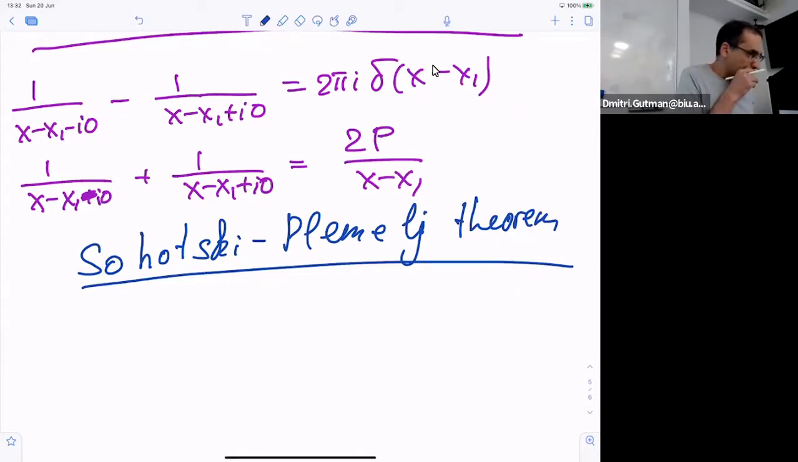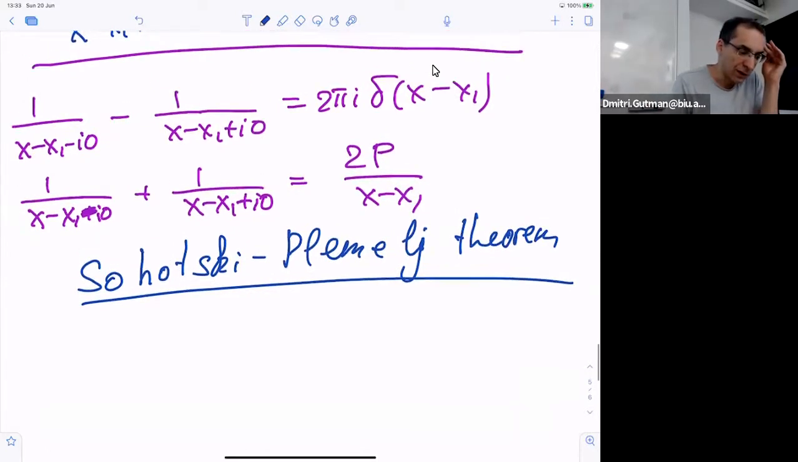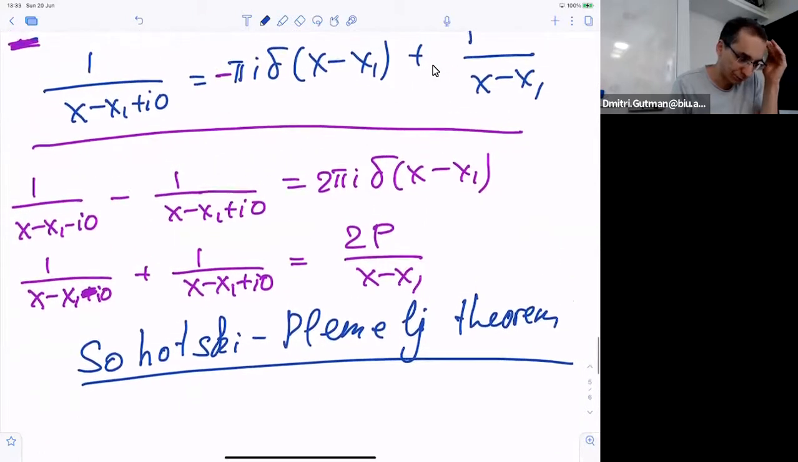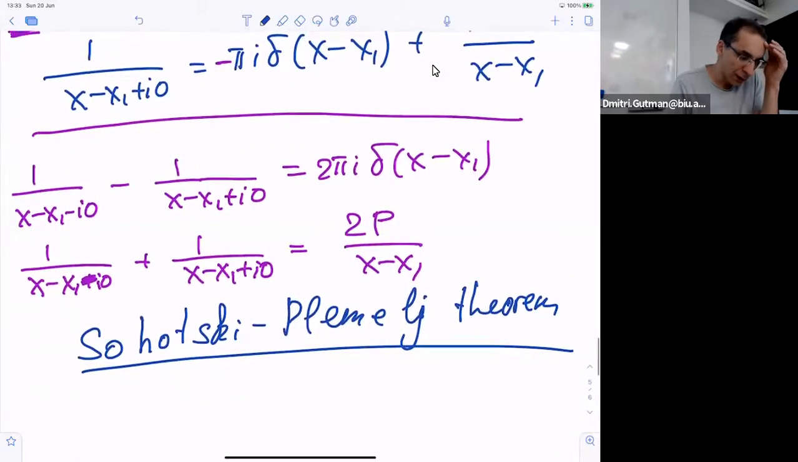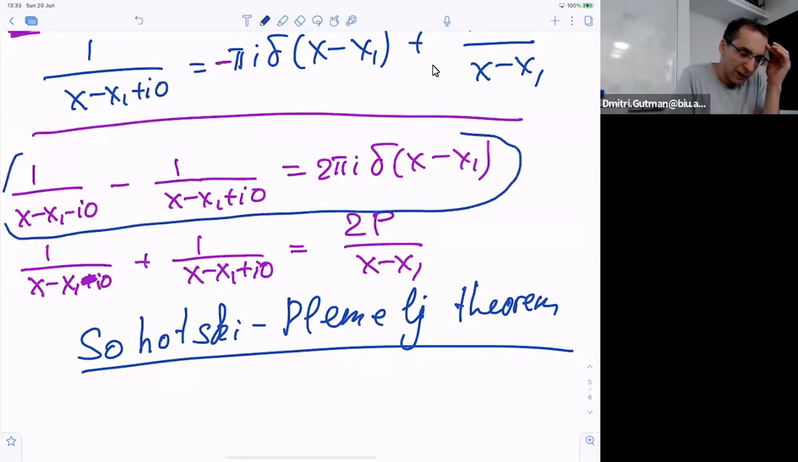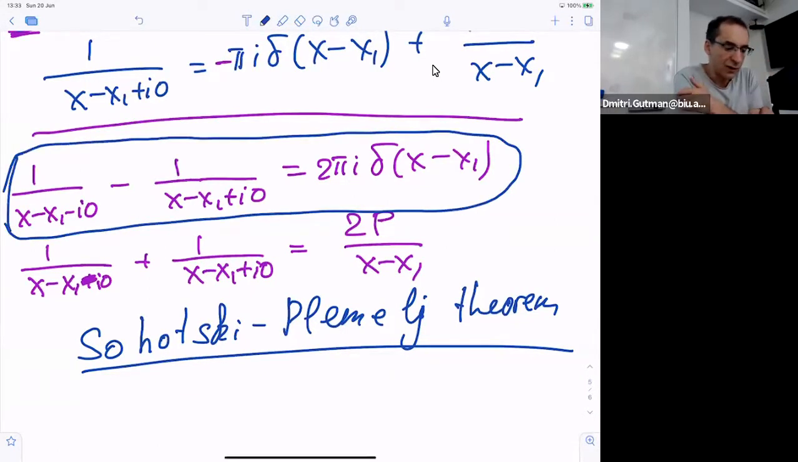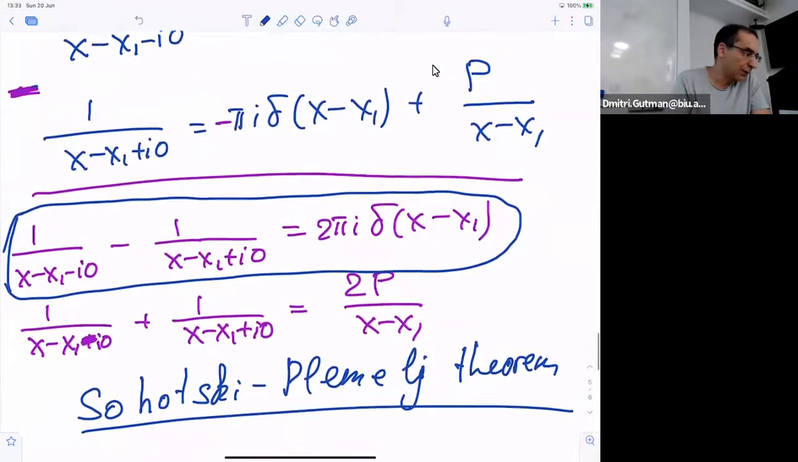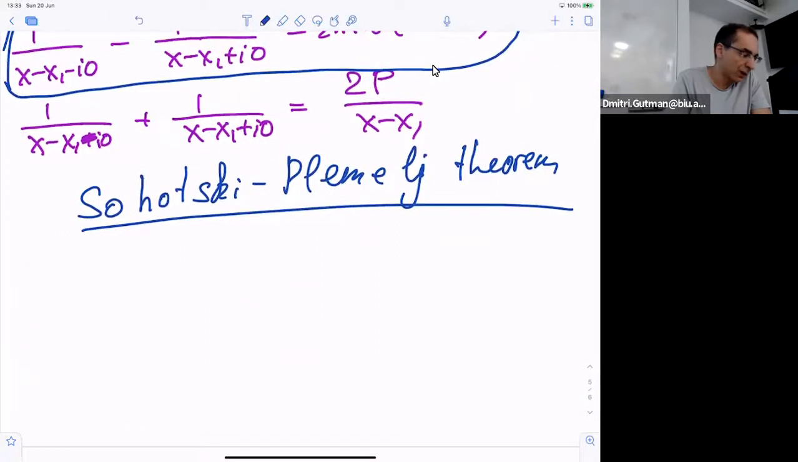Okay, so we learned two things right now. We learned that there is a representation of the delta function as a difference of these terms. And we also learned that this difference precisely emerges in the computation of the inverse Fourier transform, and therefore the inverse Fourier transform really inverts the Fourier transform. Okay, any questions so far?